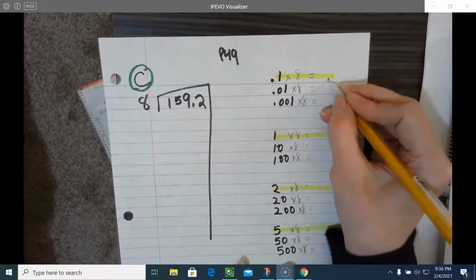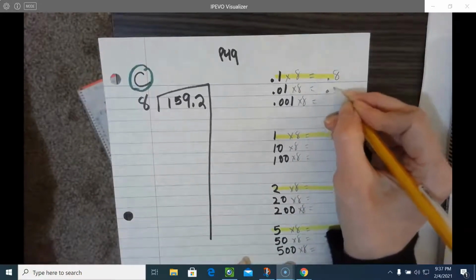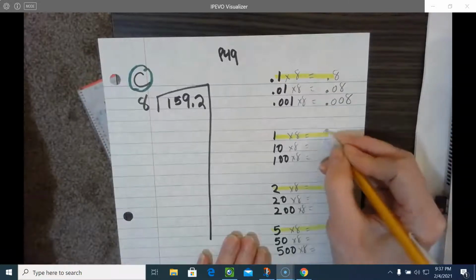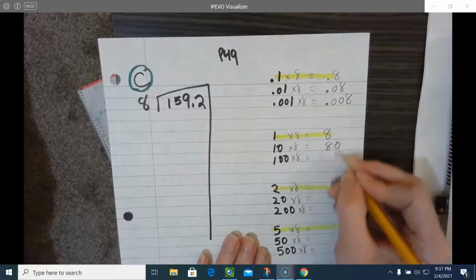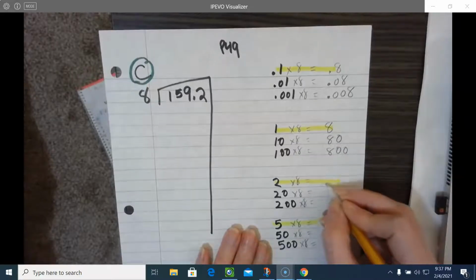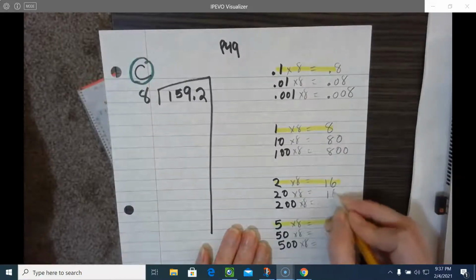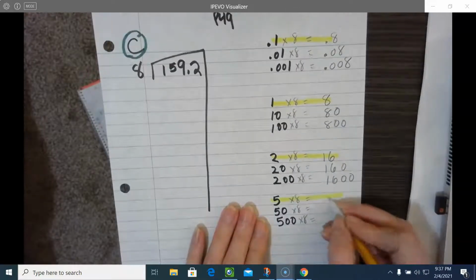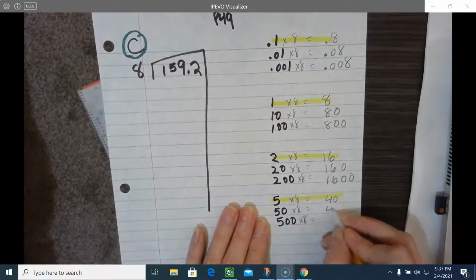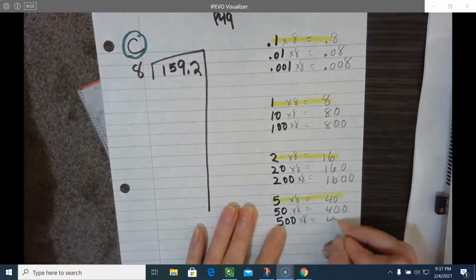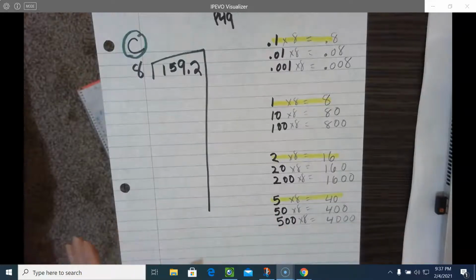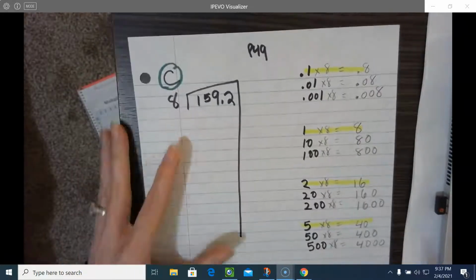So this would be 8 tenths, that would be 8 hundredths, and that would be 8 thousandths. Then we have 8, 80, and 800. 16, 160, and 1,600. Then we have 40, 400, and 4,000. All right, let's go ahead and begin.